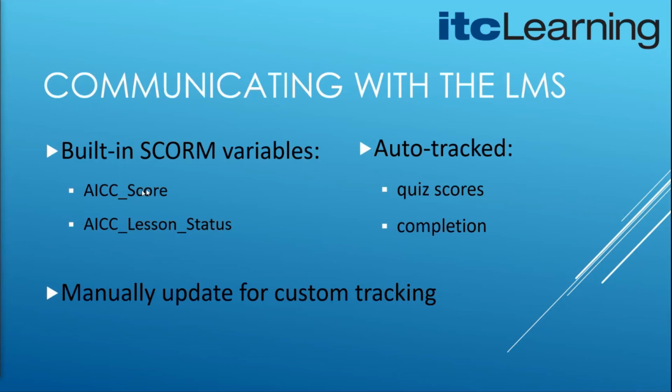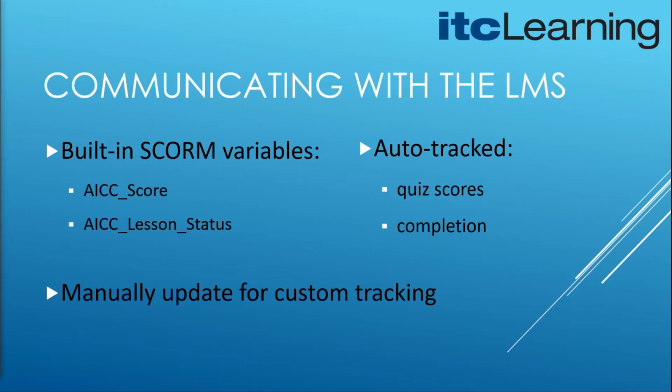So for example, AICC score will change the score based on any quiz you've got in the course. So if you've got a tracked quiz, whatever that score is, how many questions they get right, that's going to change that number to 80, 100, 75, whatever it makes sense to be. AICC lesson status controls the completion in your course. So if you've completed the quiz, or by whatever's controlling whether you've completed a course, you can set that there, and that tells the LMS that you've done it as well.